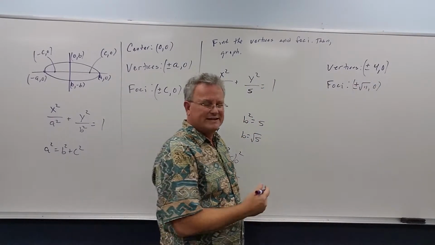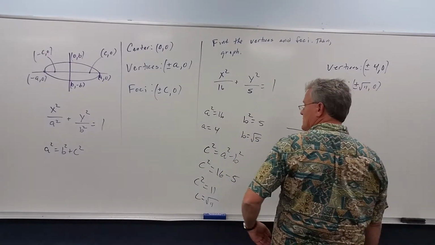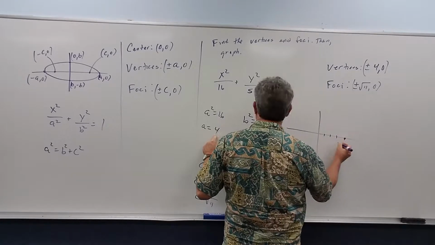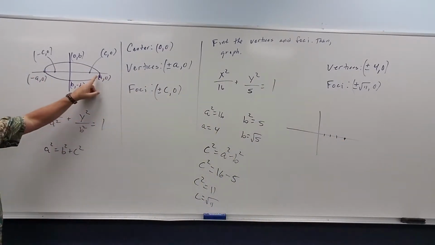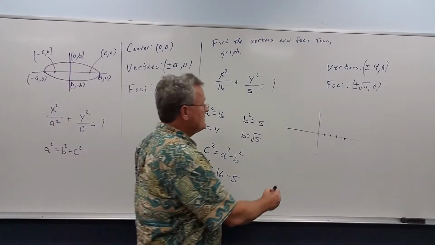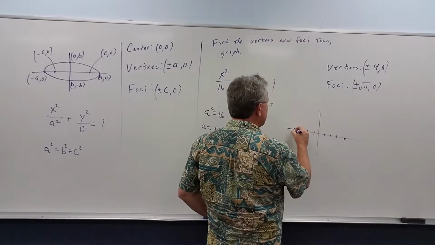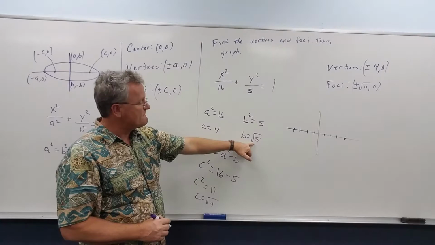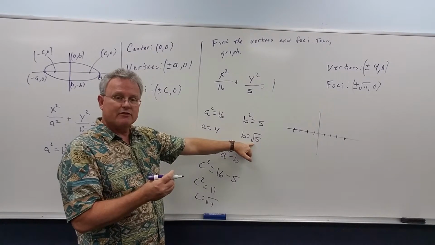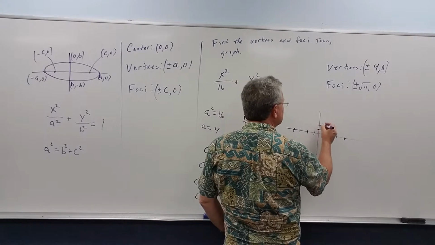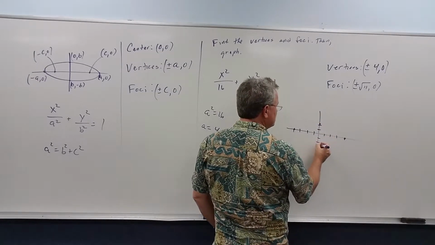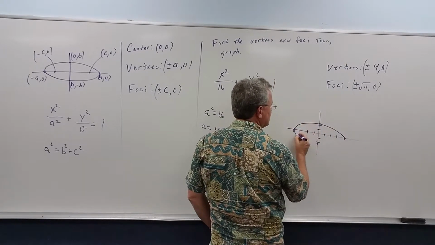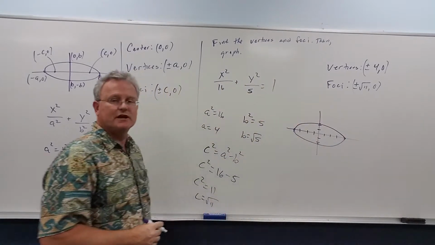Now let's just draw a quick sketch, a quick graph of this. So a is 4, so we go out to 1, 2, 3, 4. And so that's our a, 0. The negative a, 0. 1, 2, 3, 4, negative a, 0. How far up and down do we go? Well, b is the square root of 5. That's just a little bit bigger than 2. So we go up to a little more than 2 and down a little more than 2. And basically just connect these, and that's a rough sketch of this.